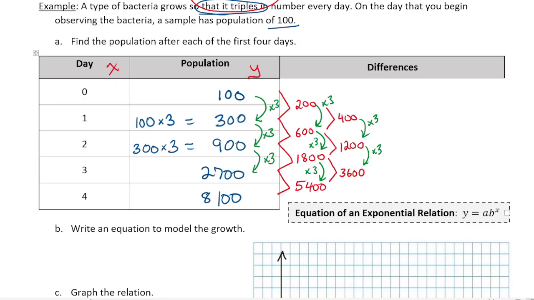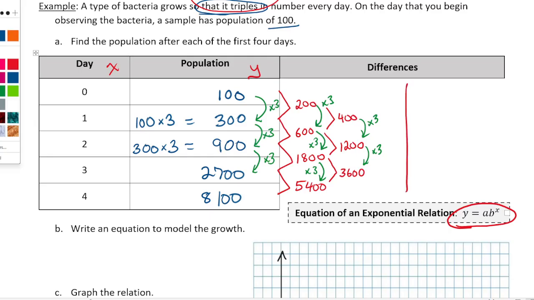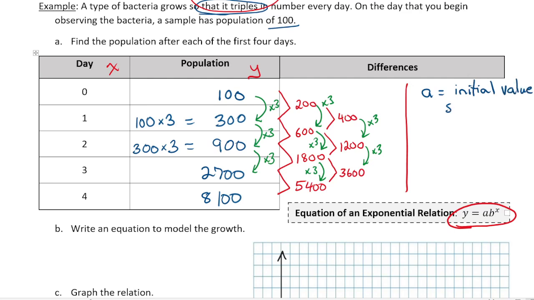So if we have an exponential relation, we use this equation right here. Y is equal to a b to the x. So a is our initial value or our starting condition. Either one works. So that is our B value for a linear relationship. That is our C value for a quadratic relationship. It's our starting value. It's our y-intercept. It's where it all gets started.